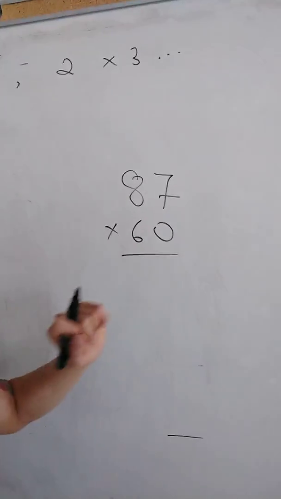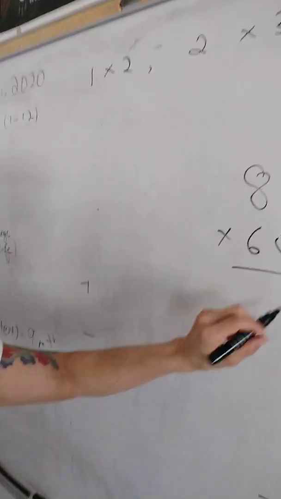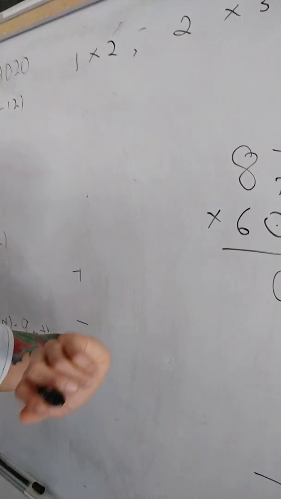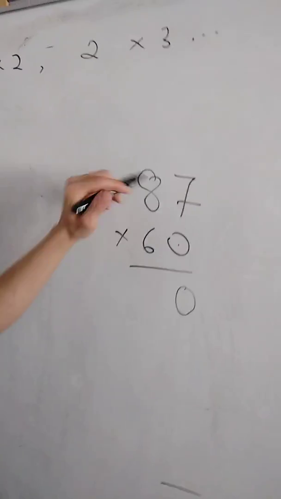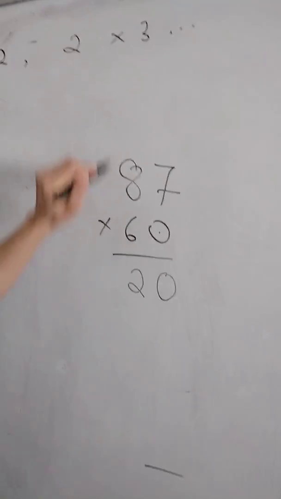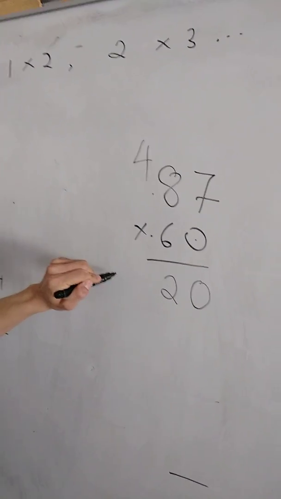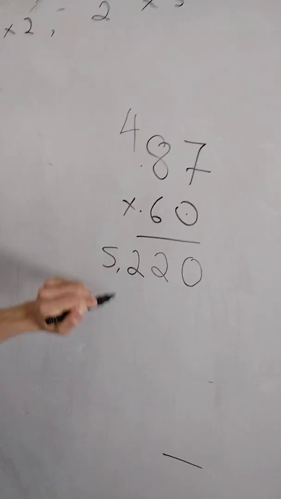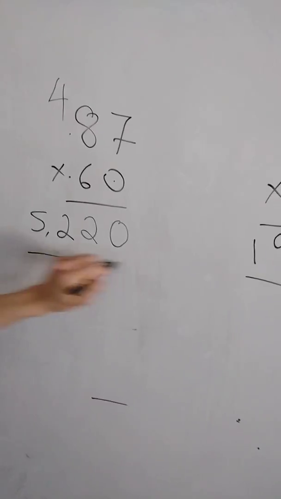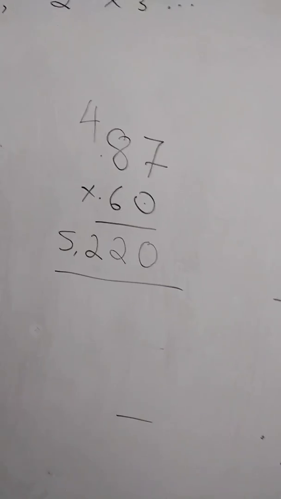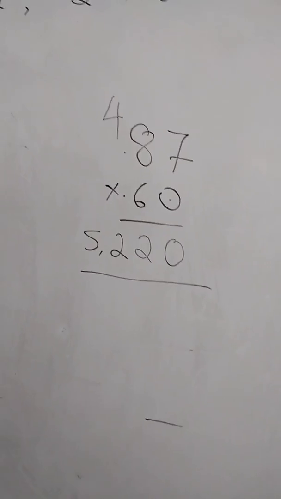Next one, 87 times 60. Once again, you disregard the 0. Remember, it ends in a 0, right? Okay, so 7 times 6, 42. 8 times 6, 48 plus 4, 52. So there you go, 5,220. So this is one of the shortcuts that I'm teaching you today.